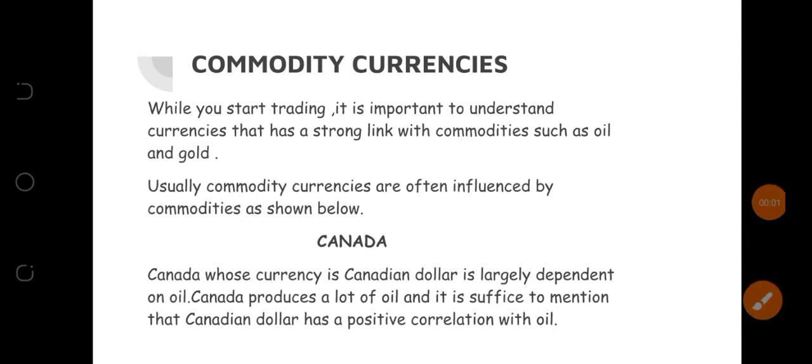Today we're gonna talk about commodity currencies. There are a lot of currencies out there, but it is very important to understand the factors that influence these currencies. To trade nicely in forex, you need to understand what really causes that particular currency to move. Each currency that you see out there has its nature of movement. For it to appreciate or to depreciate, there are certain things that cause it to do so.